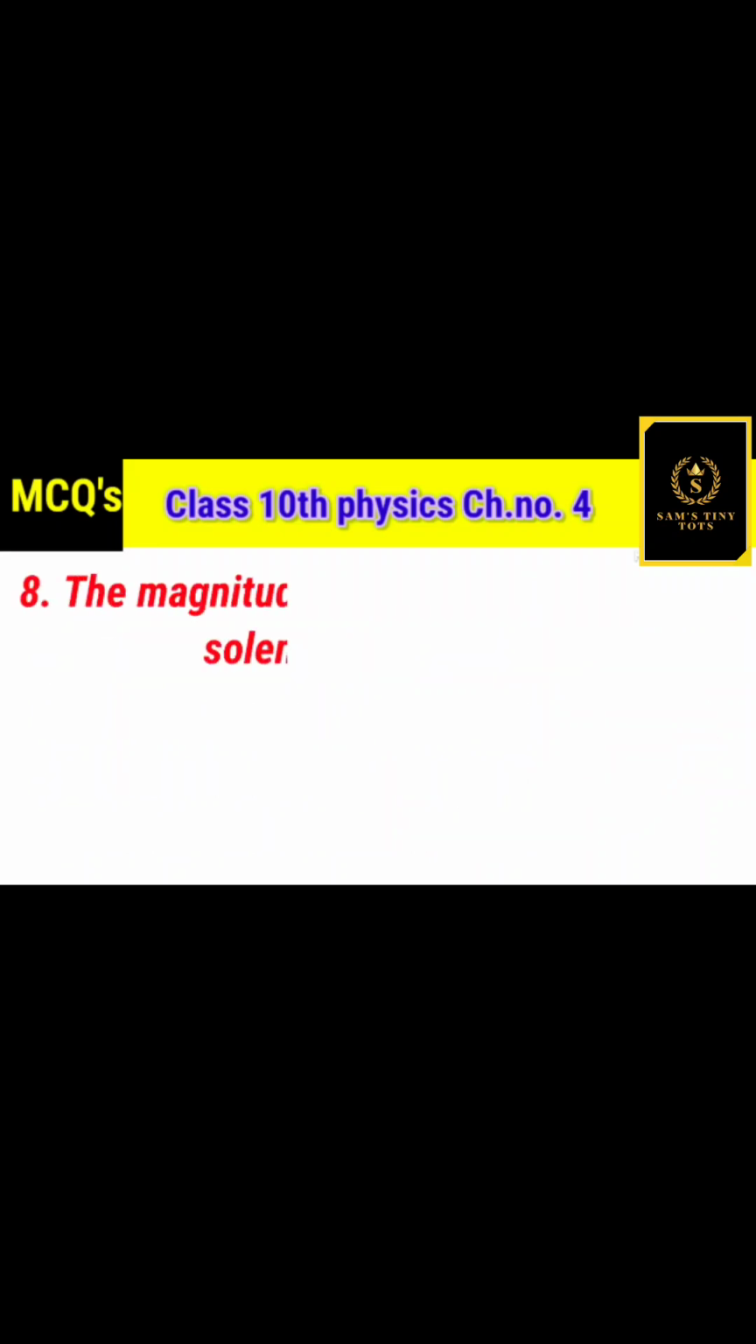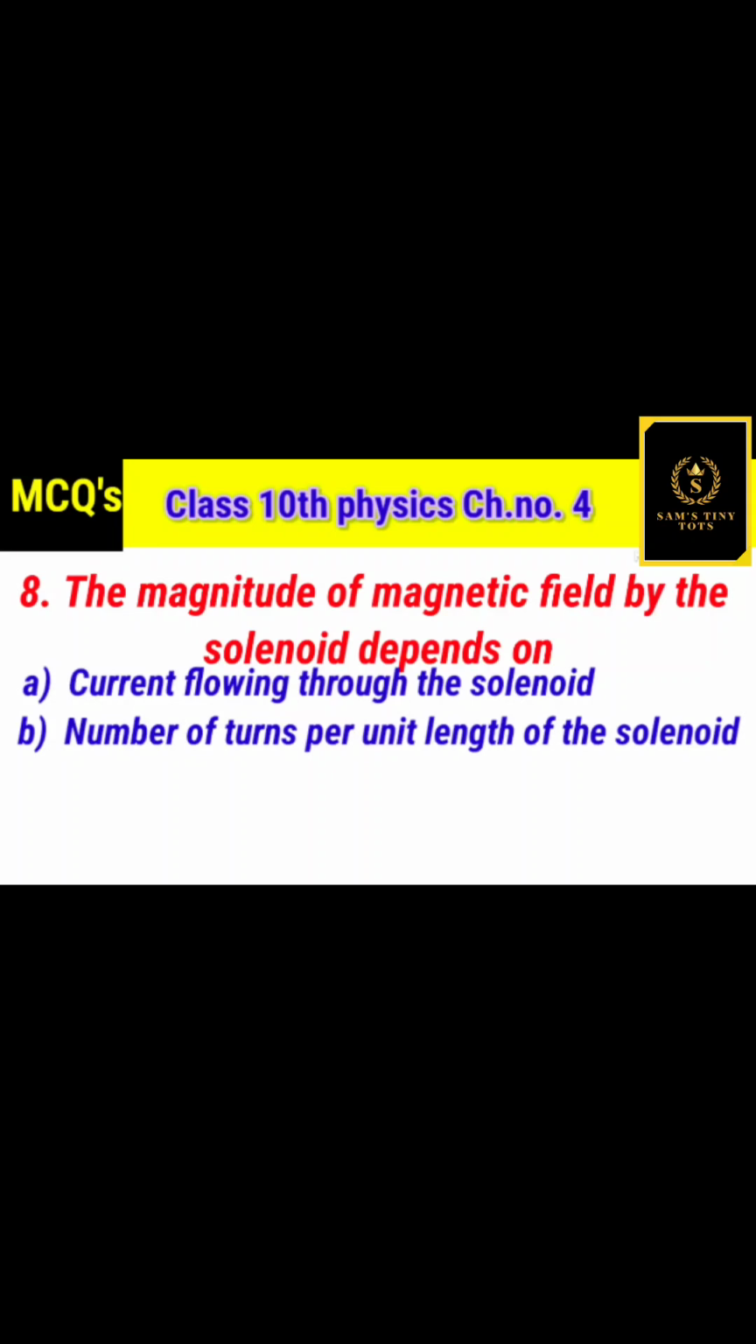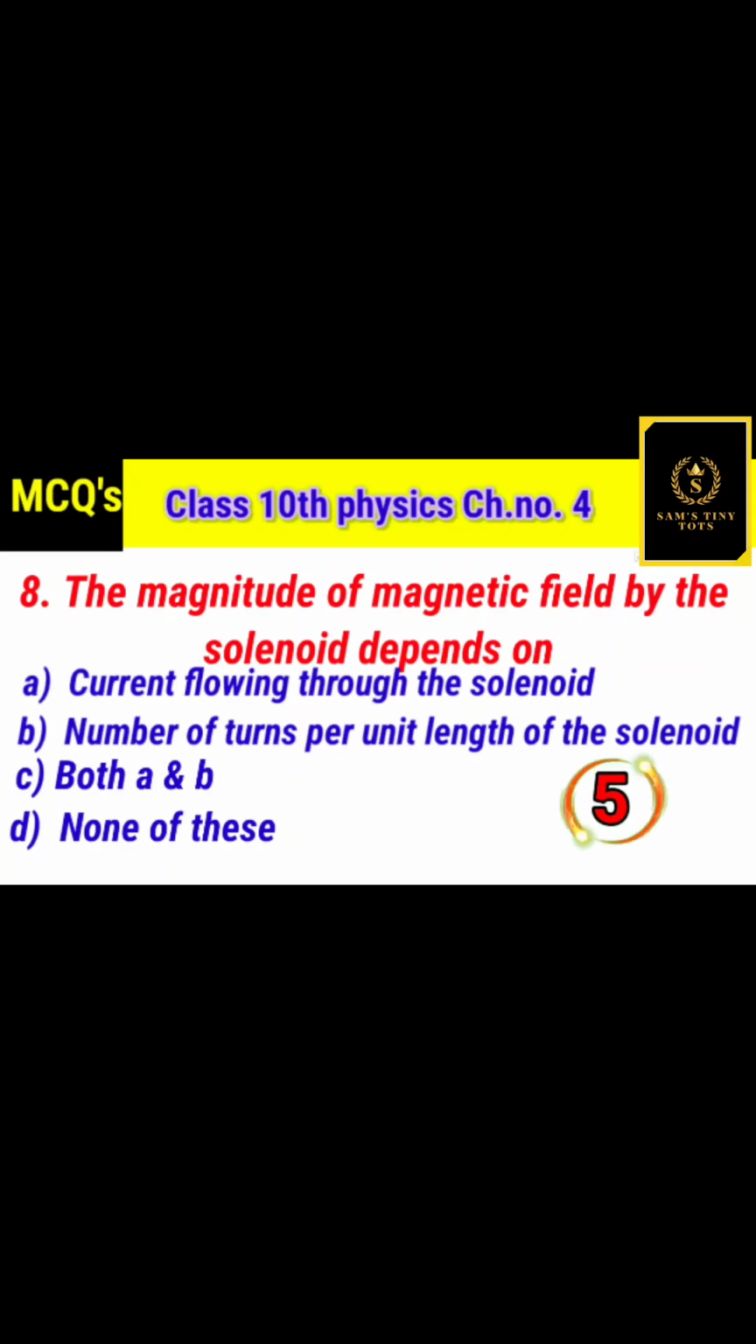8. The magnitude of magnetic field by the solenoid depends on option A current flowing through the solenoid, option B number of turns per unit length of the solenoid, option C both A and B, option D none of these. And the correct option is both A and B.